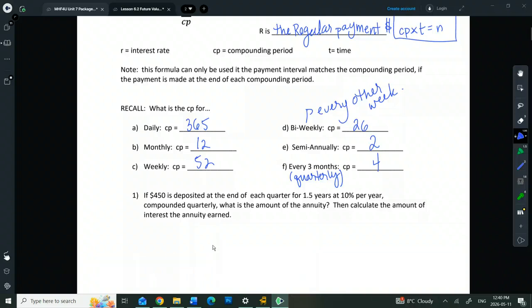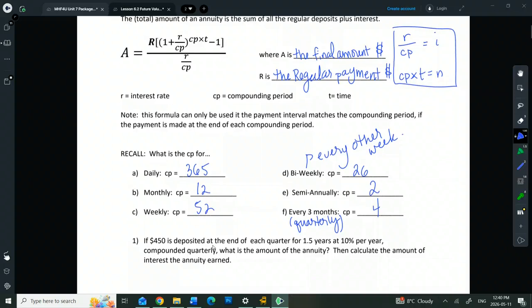We have $450 that's deposited at the end of each quarter for 1.5 years at 10% per year. So this is an investment compounded quarterly. So you see, at the end of each quarter and compounded quarterly, those have to match in order for us to use this formula properly. What is the future amount of the annuity? Calculate the amount of interest the annuity earned.